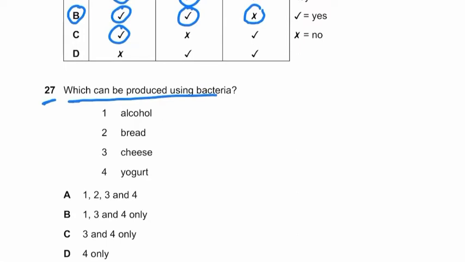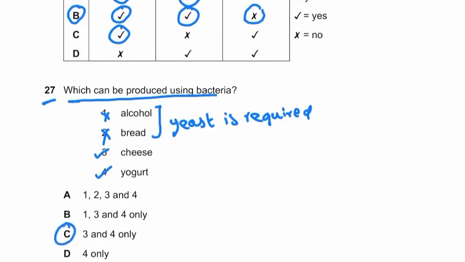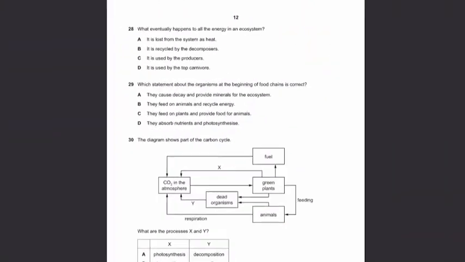Guys, as you all know that bacteria are involved in yogurt and cheese making. For alcohol and bread making, yeast is required. So the answer is 3 and 4 only. The answer is C. Let's move on to MCQ number 28.